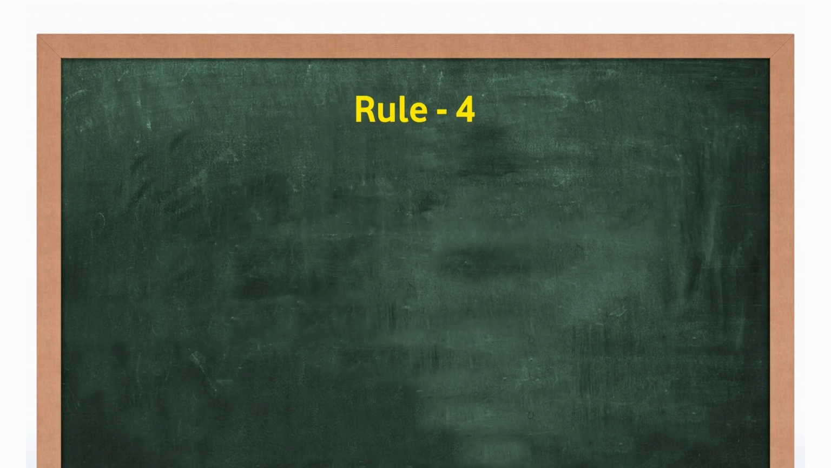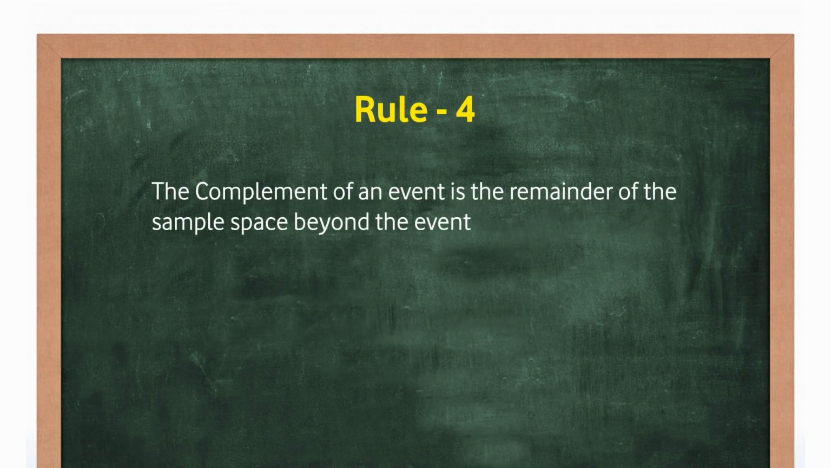In the same manner we have rule number 4. The complement of an event is the remainder of the sample space beyond the event, and the complement of A is denoted by 1 minus P(A). So P(A ∪ B) is equal to P(A) + P(B) − P(A ∩ B), which is read as A union B.